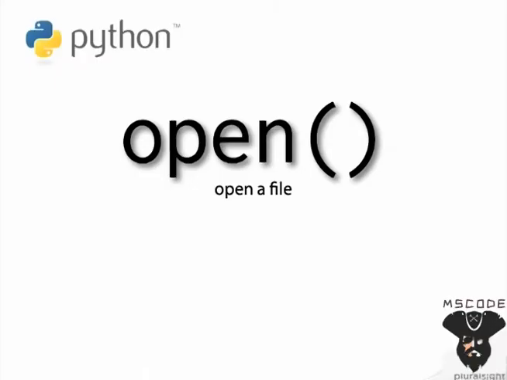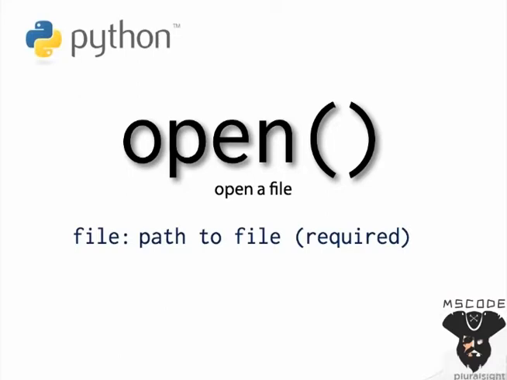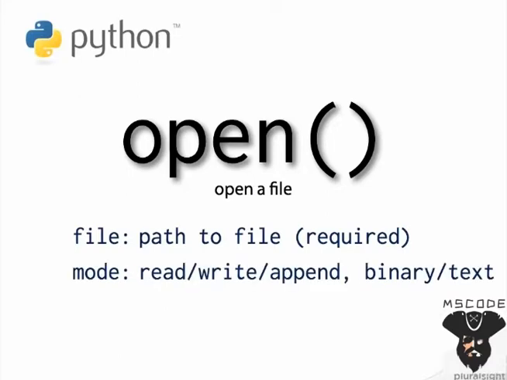To open a file in Python, we call the built-in open function. This takes a number of arguments, but the most commonly used are file, the path to the file, this is required, and mode, which specifies read, write, append, and binary or text mode. This is optional, but we always recommend specifying it for clarity. Explicit is better than implicit.